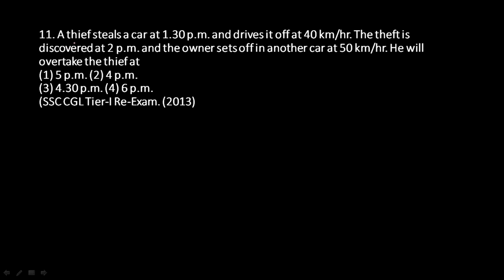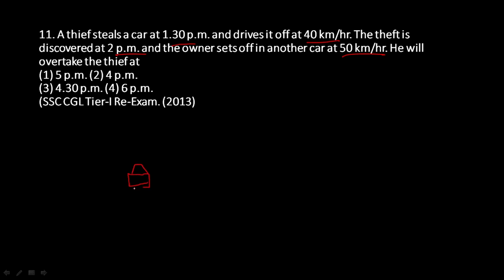A thief steals a car at 1:30 p.m. and drives it off at 40 km per hour. The theft was discovered at 2 p.m. and the owner sets off in another car at 50 km per hour. He will overtake the thief at what time?